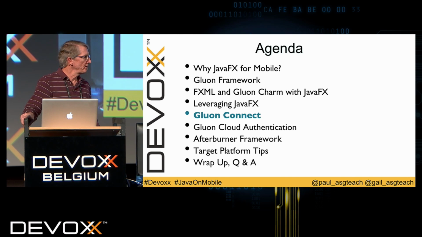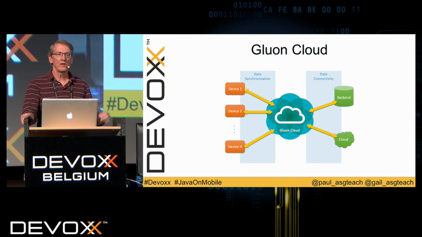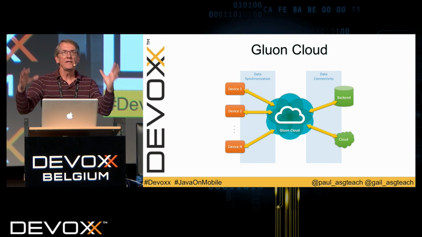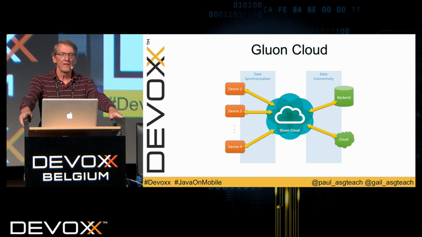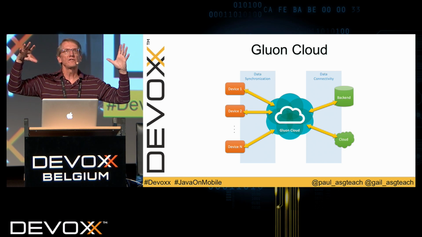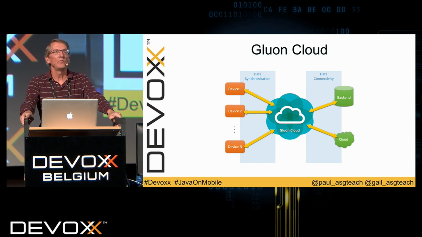Okay, so let's take a look. Go to the next slide. We'll take a look at the Gluon Cloud diagram here. This shows you some of the Gluon Cloud capabilities that you have available to you. The idea is that you have multiple devices that can access data and update the data, and you want to have all of your devices synchronized when any one device changes or updates the data.